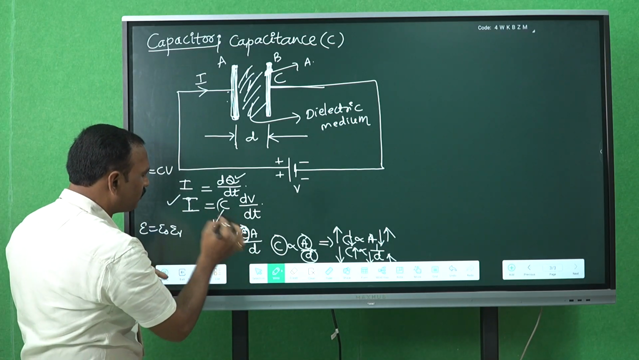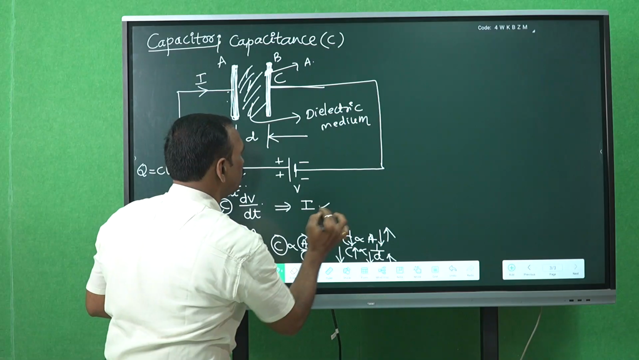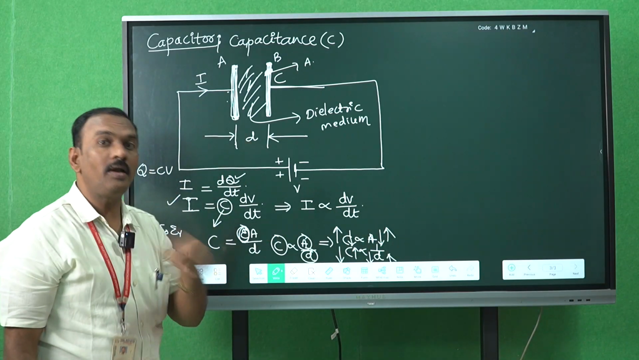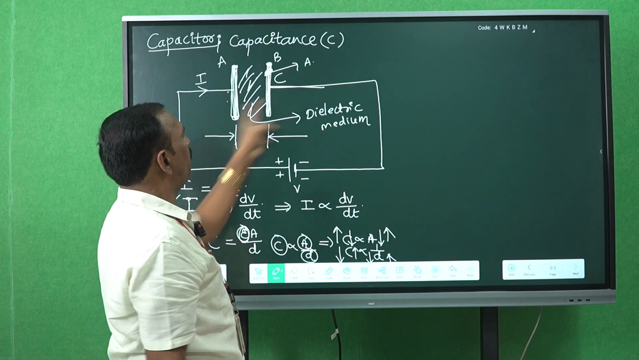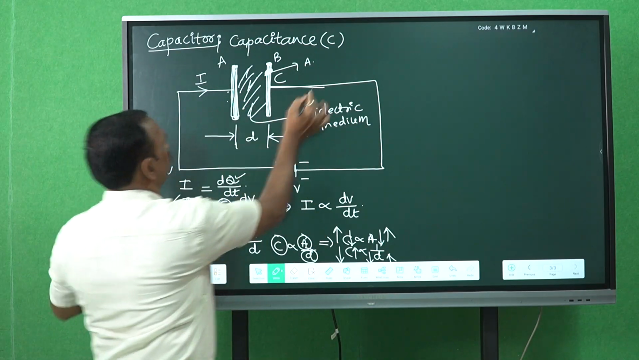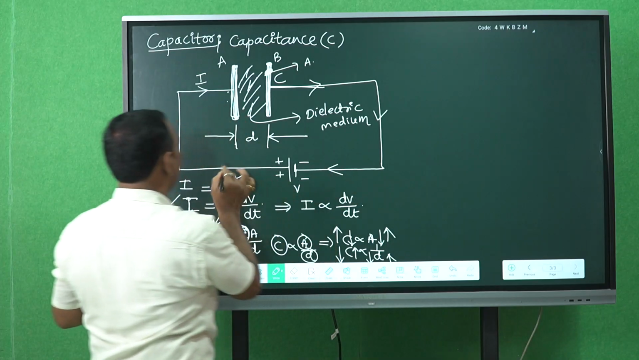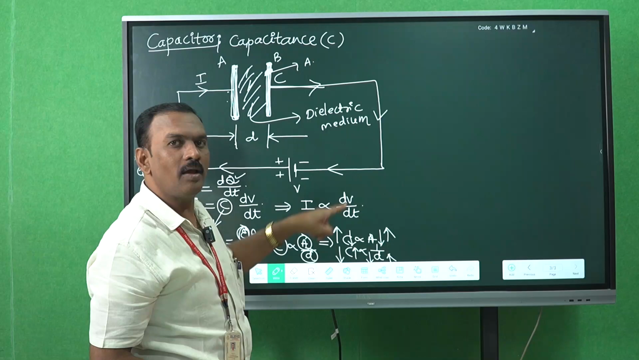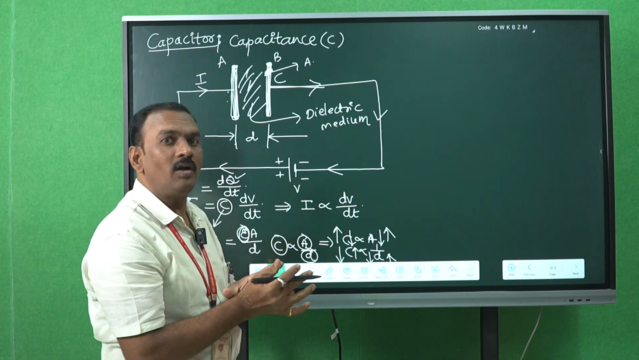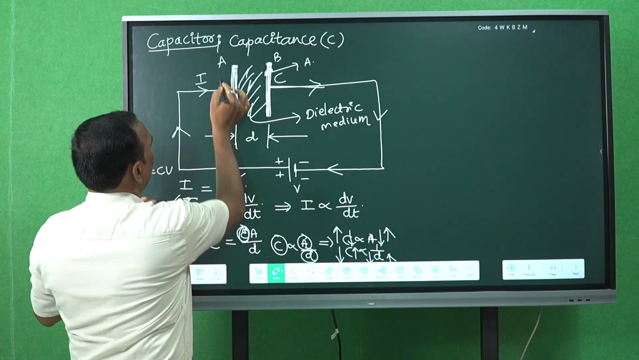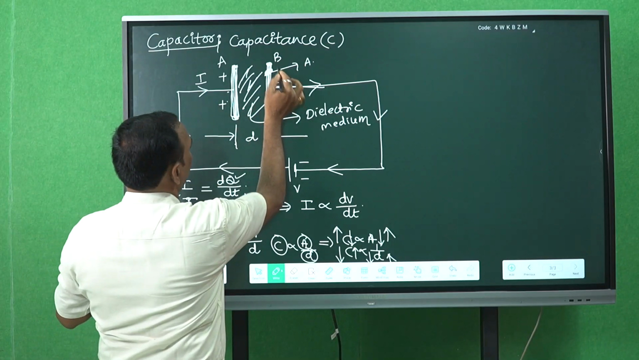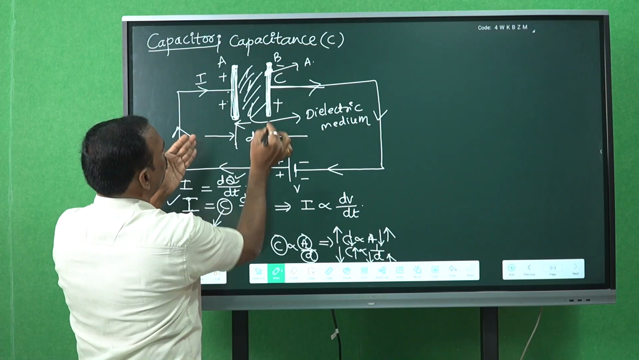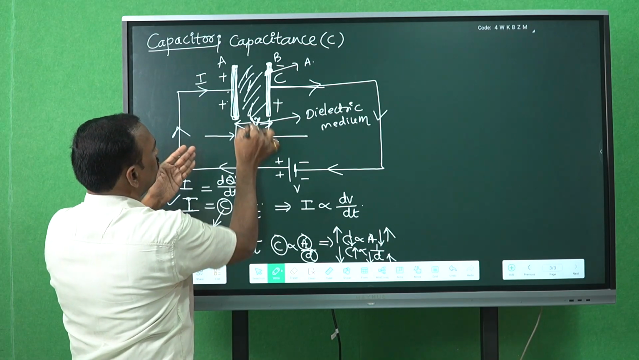If capacitance is constant, then I is proportional to dV by dt. This is the current passing through the capacitor plates through this closed circuit. How much voltage will there be? When the current is passing slowly, then automatically after a certain time, a voltage will exist across these two plates.